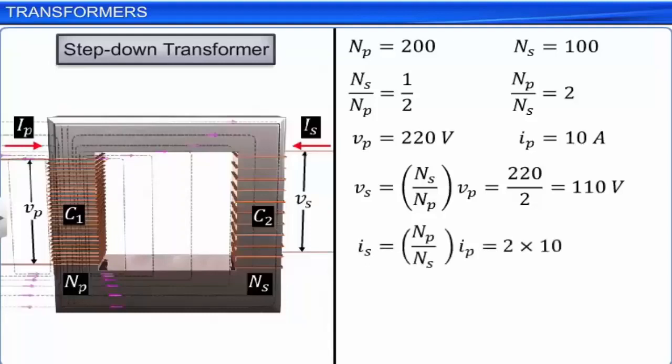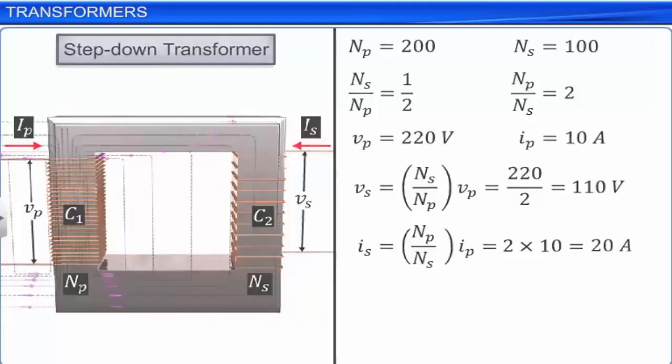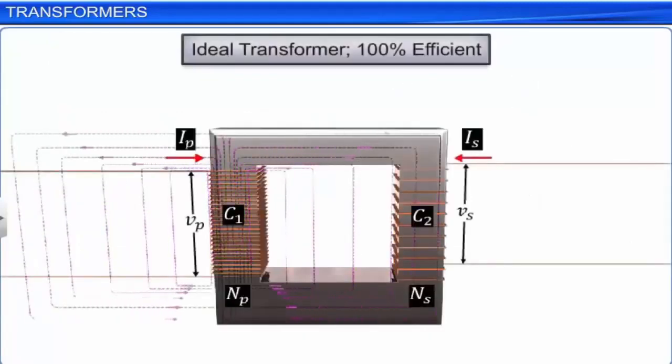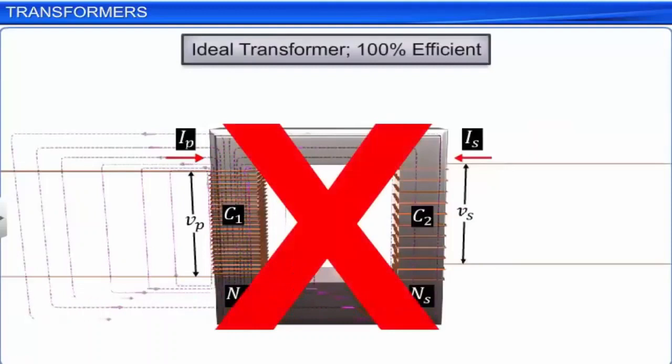These equations apply only to ideal transformers as we assumed. However, in practical situations, all transformers incur small energy losses due to various factors such as flux leakage, resistance of winding wires, eddy currents, and hysteresis.